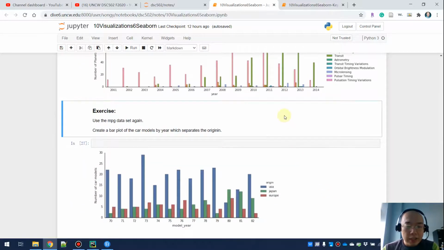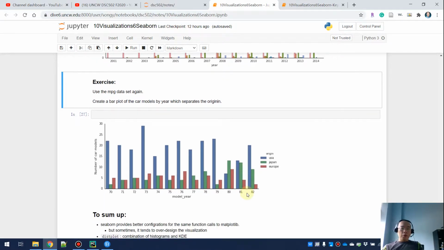Okay, so let's move on and do this exercise. We want to do a bar plot of the car models by year, separated by origin, and you will see something interesting. In the 1970s, it seemed that the United States produced a lot more car models than Japan and Europe, and then it seemed that something happened in 1980. Well, this is what you want to produce. Okay, so again, go ahead and write the code to produce this bar plot, and don't worry about the color because this image was produced by the old version of Seaborn.